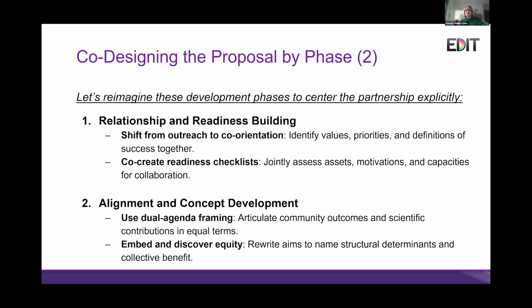Then getting to the alignment and concept development, here you can use dual agenda framing. So you want to talk about scientific outcomes because that's what's valued in a grant proposal, but you also want to talk about community impacts and community outcomes. And you want to make sure that these are talked about in equal terms. We may think scientific rigor is more important, or we may think lived experience is more important, but we can highlight the equal contribution of both of these, and framing the agenda is going to be critical.